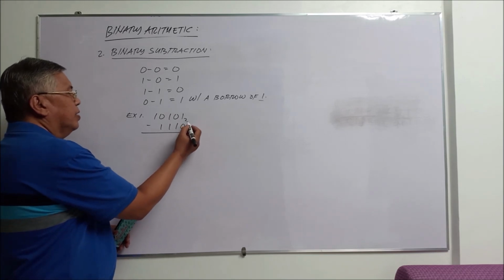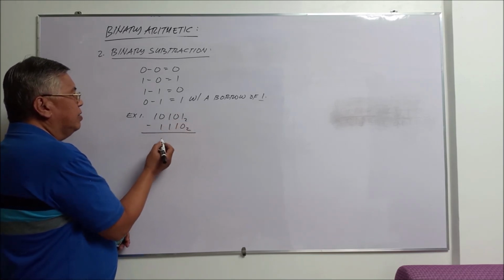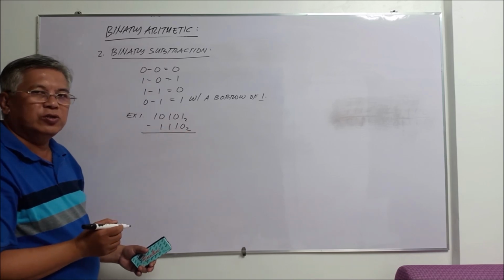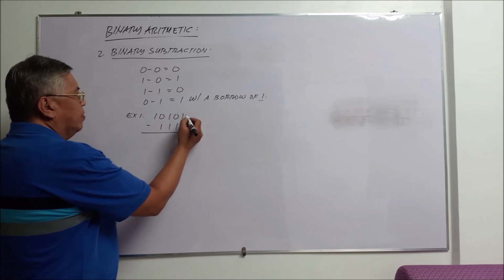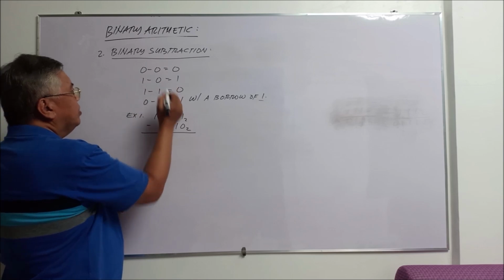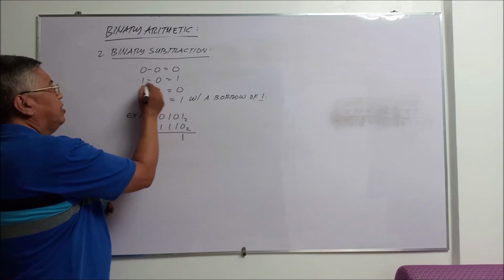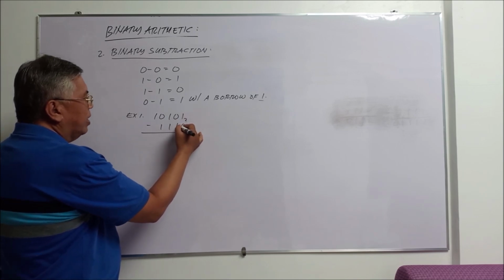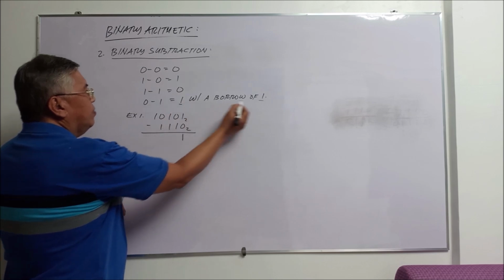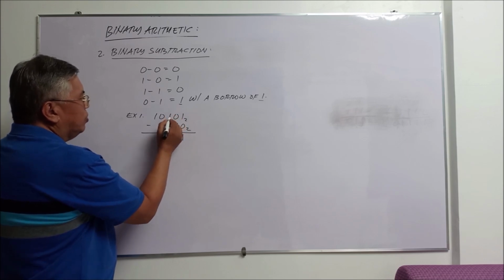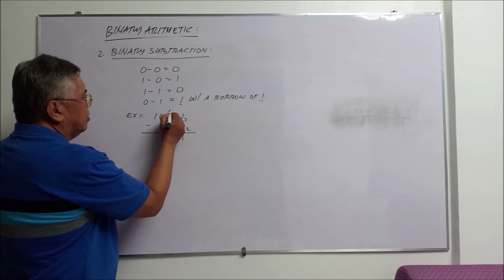So you have 10101 minus 1110 of base 2. Let's say 1 minus 0, the answer is 1, based on our table. Then 0 minus 1, the answer is 1 with a borrow of 1. So this one here, 0 minus 1 is 1 with a borrow of 1 here. Okay? So this one here becomes 0.